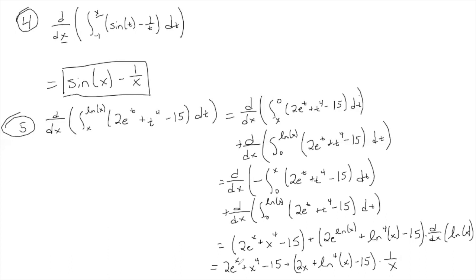And I suppose you could do one more simplification. I'm going to run out of room here, but I get 2e to the x plus x to the fourth minus 15 plus 2 plus ln to the fourth of x over x minus 15 over x. And I think I can box that without making it too messy.